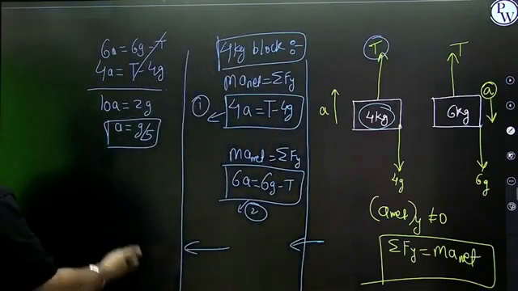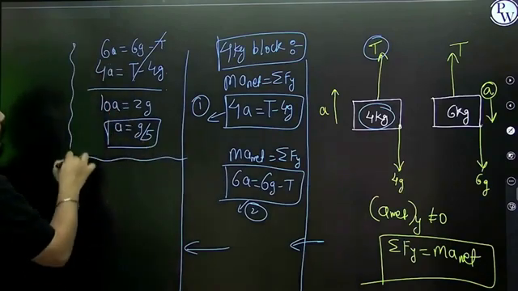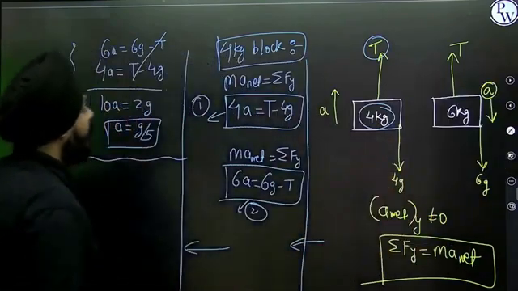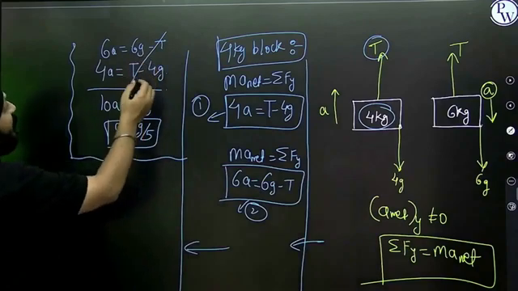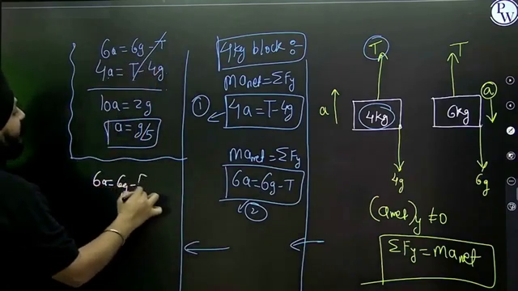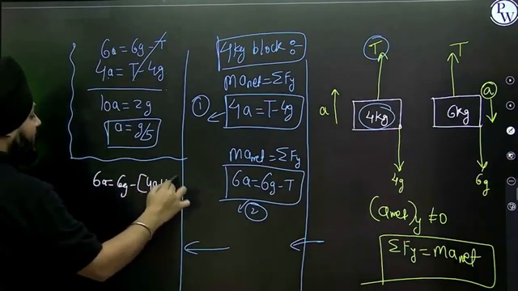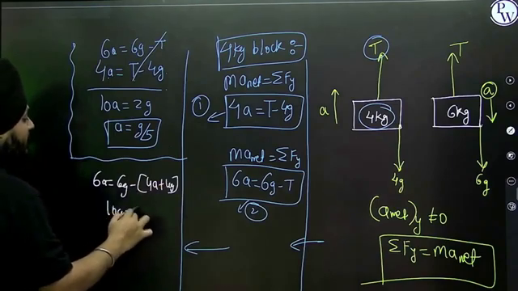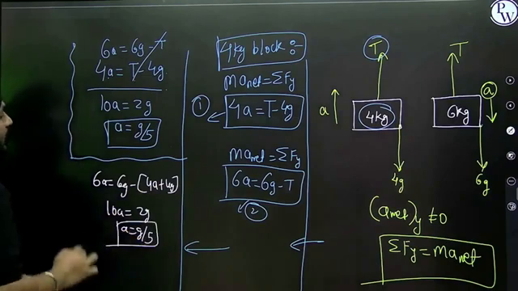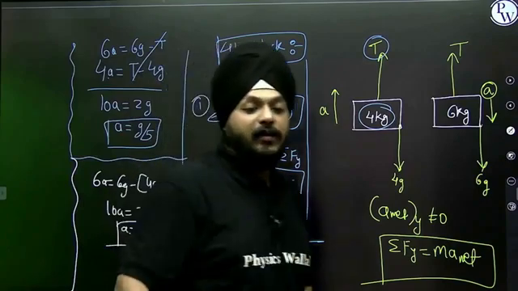If you don't want to equate them, we have a second procedure: you can just replace. Suppose T is equal to 4a plus 4g, and 6a is equal to 6g minus T. Can I replace the value of T as 4a plus 4g? So 10a is equal to 2g, and again a will be g by 5. This is the second method: you can replace the second equation in the first, or the first in the second.